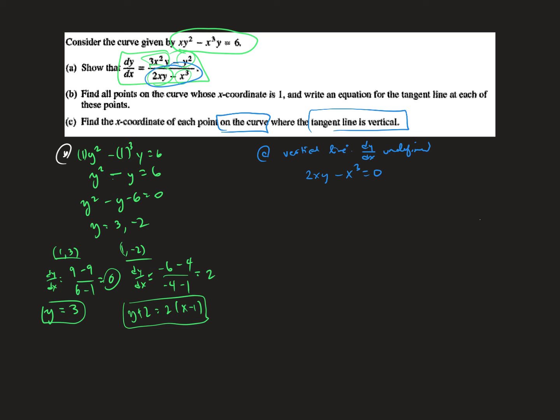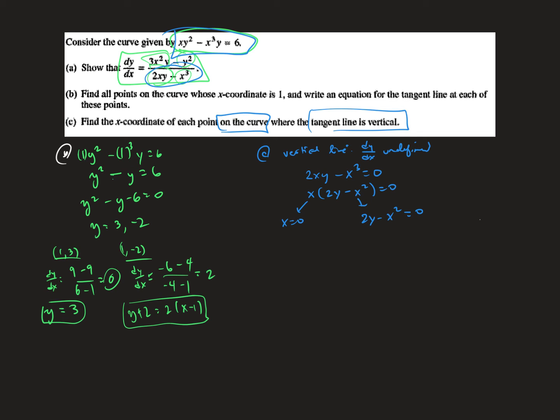Now, I want to solve this and get all the conditions that can make this equal to 0. So I'm going to factor out an x. So there are two conditions that could give me a tangent line being vertical. One where the x is 0, and the other where 2y minus x squared equals 0. So I'm going to take each of those conditions and I'm going to try to work them with the curve because it has to be both tangent line vertical and on the curve, and see what we get out of it. So I'm going to start with x equals 0.